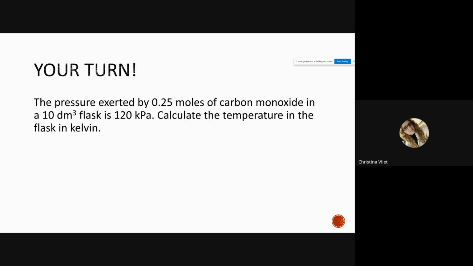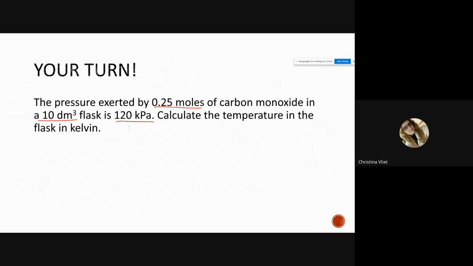All right, question 1. I'm going to show you how to solve. Let's get started. We've got 0.25 moles of carbon monoxide. I'm going to underline that number. What else do I have? 120 kPa. All right, I've got that number. 10 decimeters cubed. I've got three numbers. Didn't we say we get 4 out of 5? Yes, the fourth one is R, 8.31.